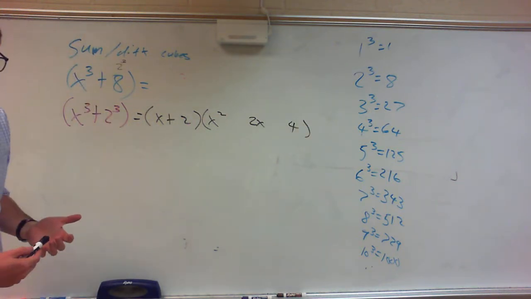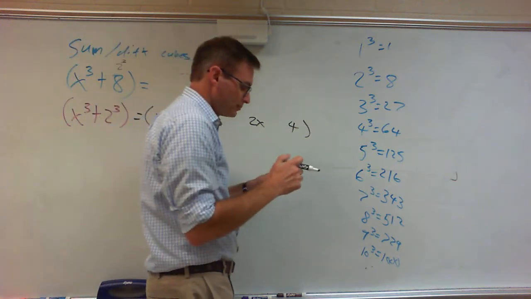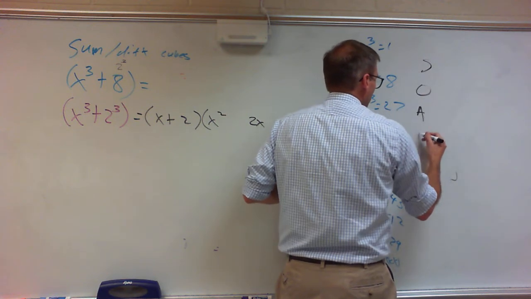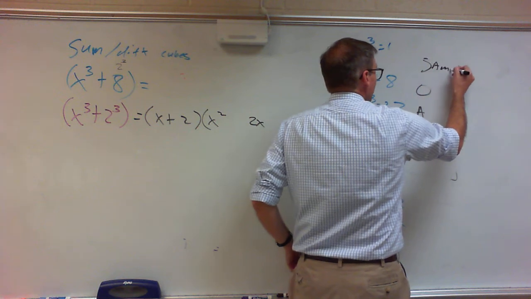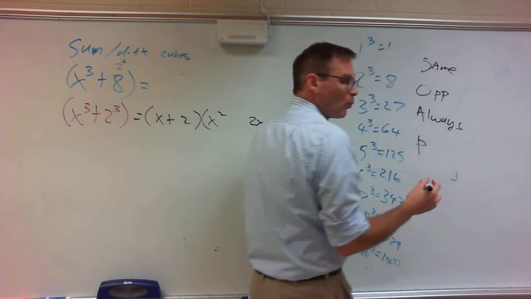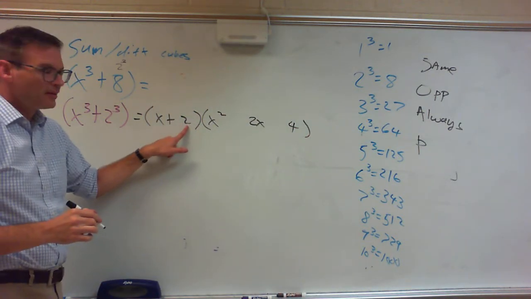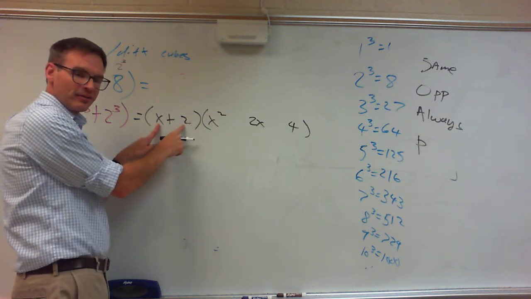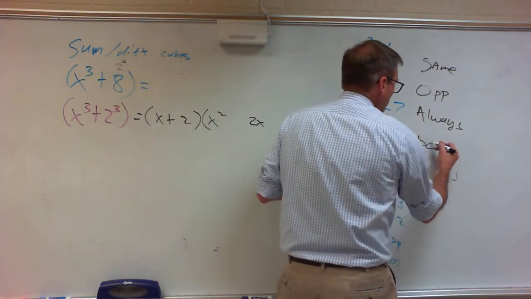And how I teach this, I call it SOAP. S-O-A-P. SOAP is same, opposite, always positive. How'd you get the 4? Square this. Okay. And the 2x comes from multiplying these two together. Okay? And then always positive.